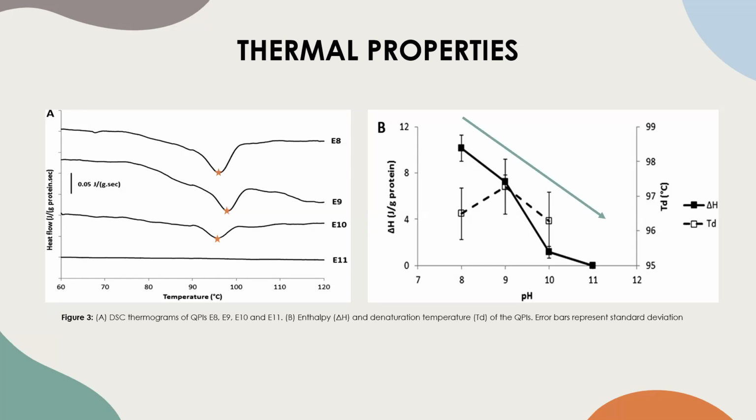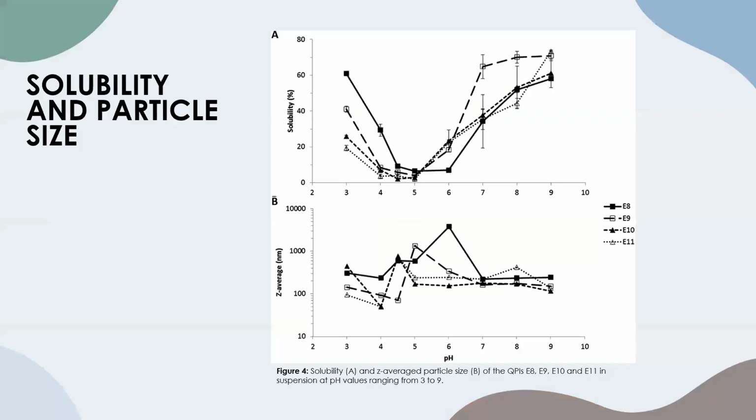Additionally, they didn't really notice a difference in the denaturation temperature with extraction, but they did notice a difference in the enthalpy. Seeing here again, because there was no peak, it showed that pH 11 was very denatured, versus a milder pH showed less denaturation, having a higher enthalpy. Okay, next they looked at the solubility and particle size.